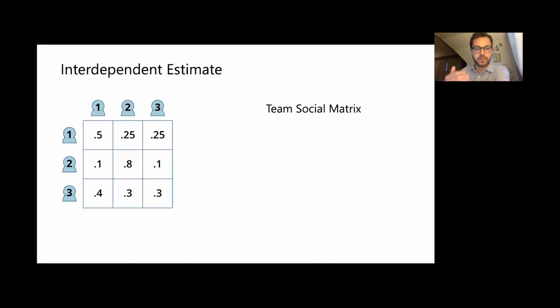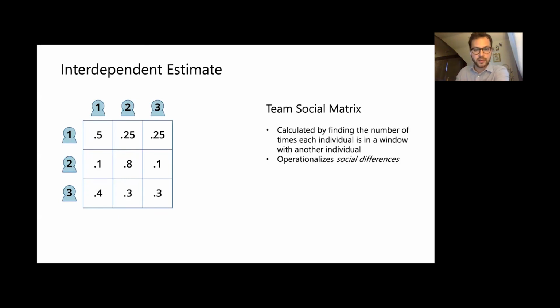We also need some information about the social structure of the team, and that's where the social matrix comes in for this estimate. So here we find the number of times each individual is in a window of whichever size you want with another individual. And so this will show the social structure of the team or how interspersed their talk is within the windows.